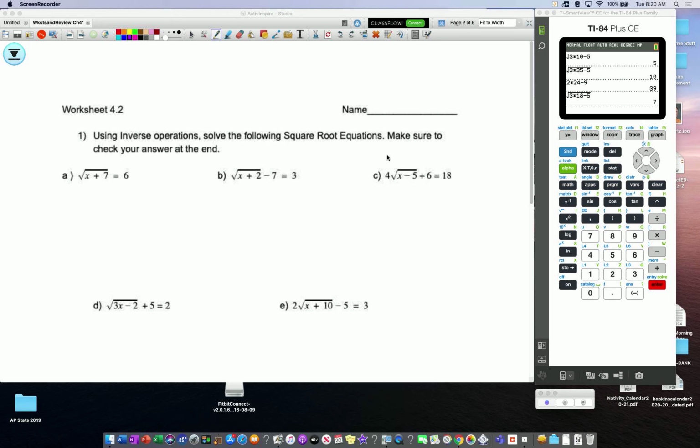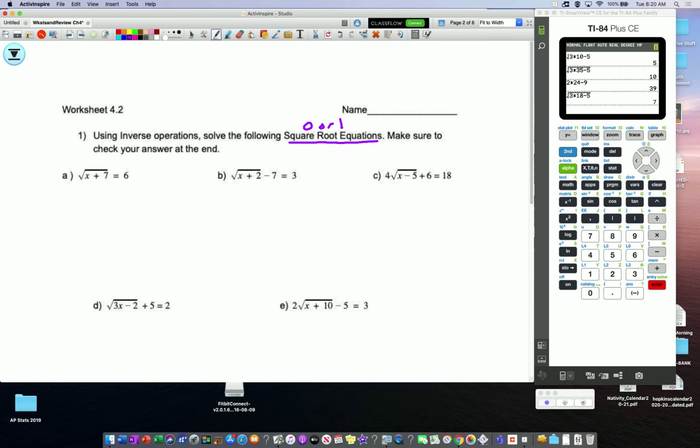All right, let's take a look at your 4.2 worksheet assignment here and run through these problems. So the first problem here has 5 square root problems. It says, using your inverse operation, solve the following square root equations. Make sure to check your answers at the end. So we know on these problems we should either have 0 or 1 solution, since we know it's square root equations.